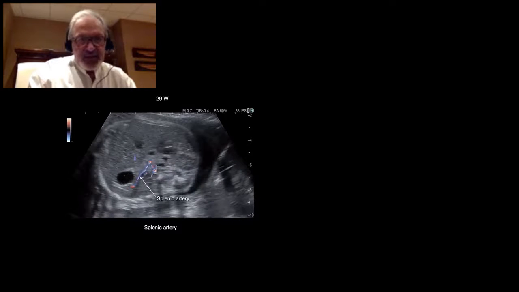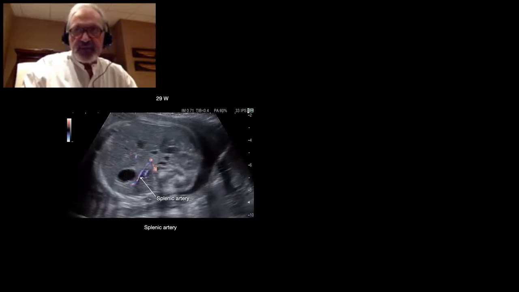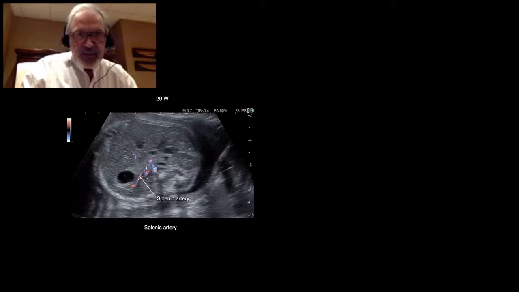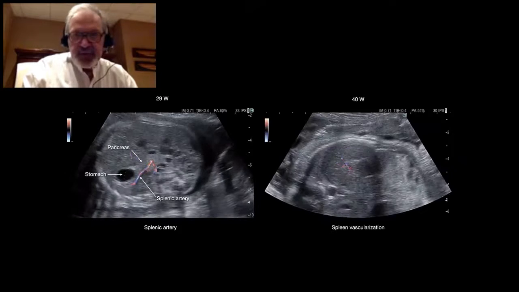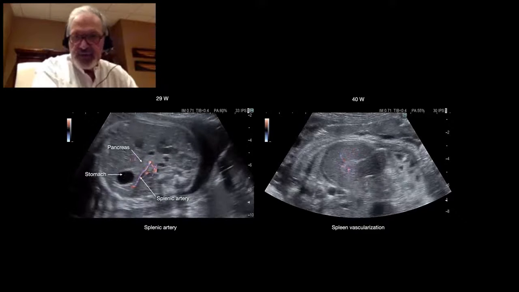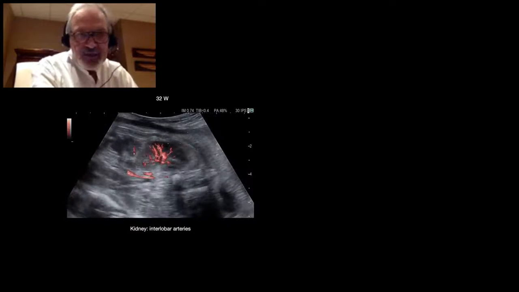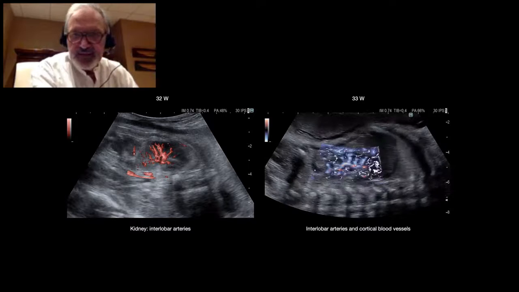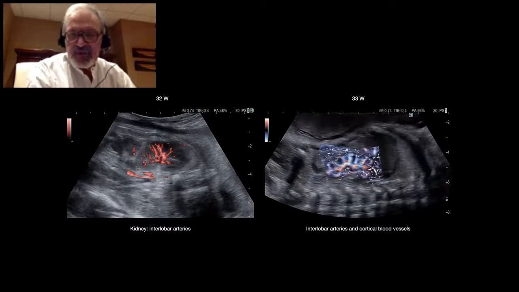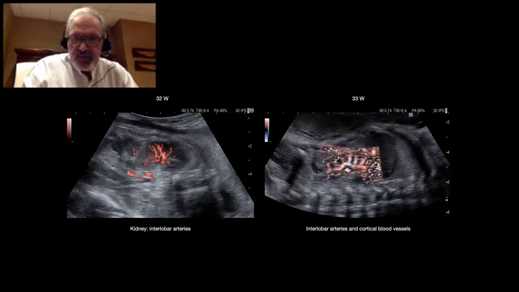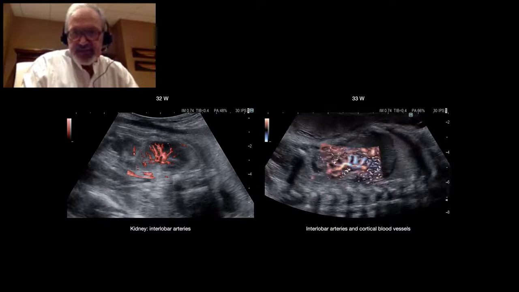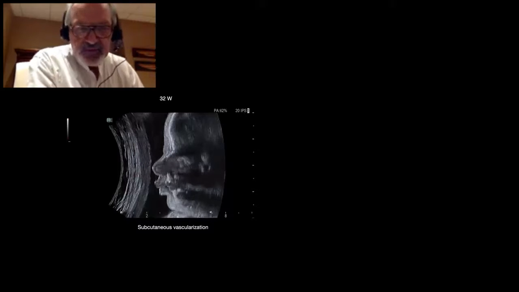Here we have the splenic artery. The splenic artery, as you know, runs behind the pancreas and the stomach to reach the spleen. And very late in the pregnancy, as you can see here at 40 weeks, we can recognize the spleen and its vascularization very easily. For the kidneys, we have interlobar arteries, and if we increase again, we can see interlobar arteries and cortical blood vessels. It would be useful when we have kidney disease.